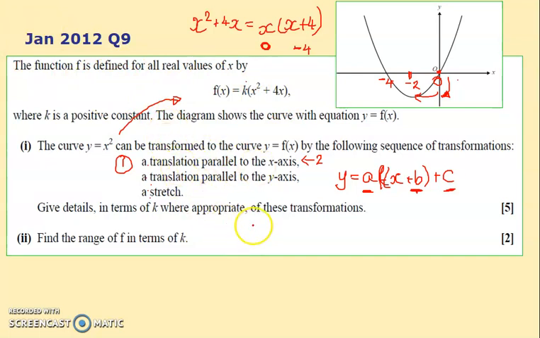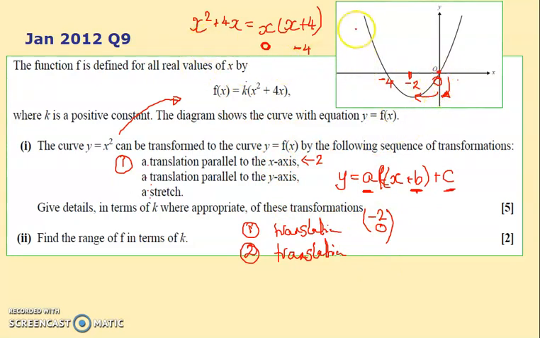So we've got a translation number one. Number one, I would say there's a translation by a scale factor. I think -2, 0. Number two, there's a translation. And I suppose this is the only tricky part of this. You've just got to be careful, because how far down has it gone?